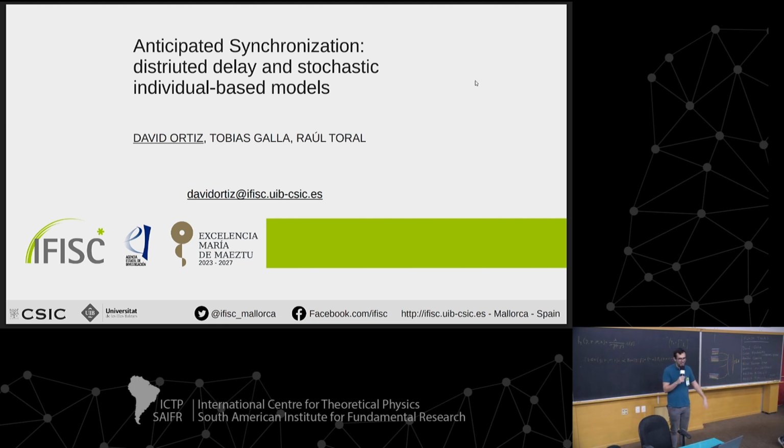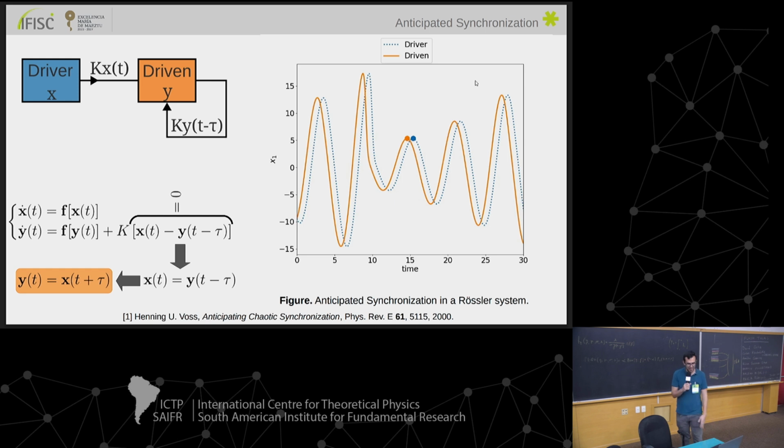Well, as you may know, my name is David. I work at IFISC in Palma de Mallorca in Spain, and my supervisors are Tobias Galla and Raúl Toral. My work is basically anticipated synchronization, and I am doing some things in a deterministic fashion using distributed delays. I am also interested in stochastic individual-based models.